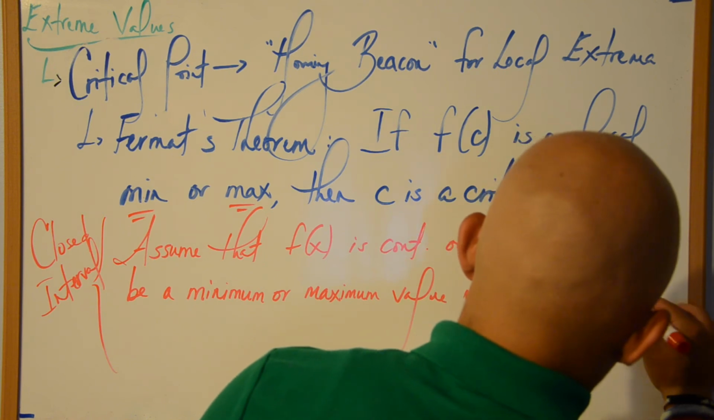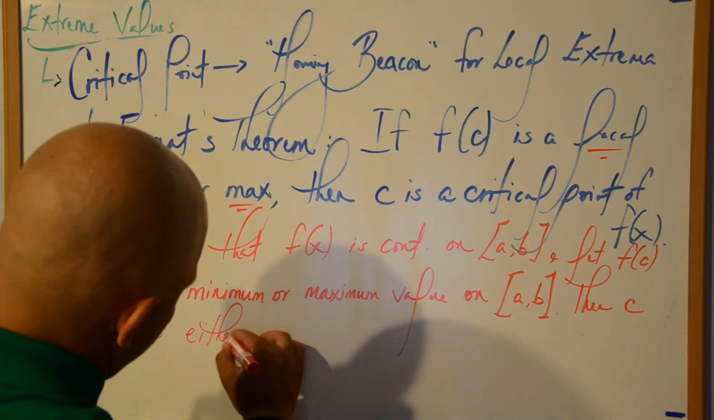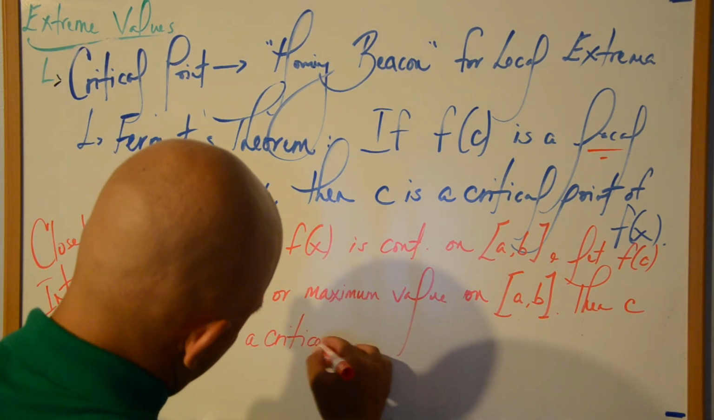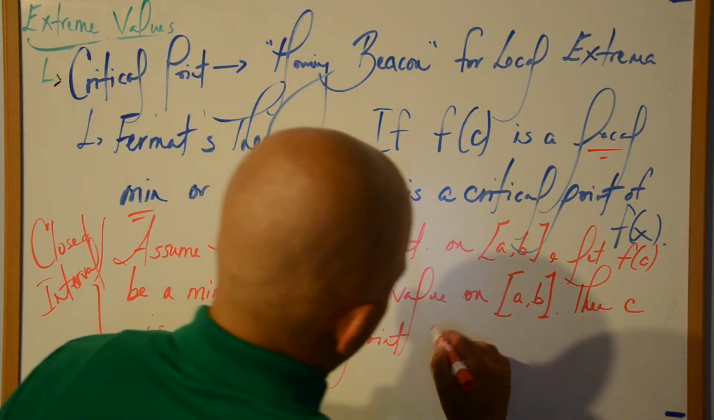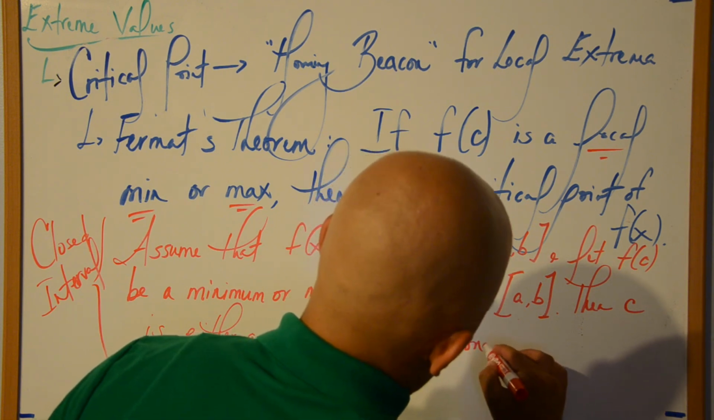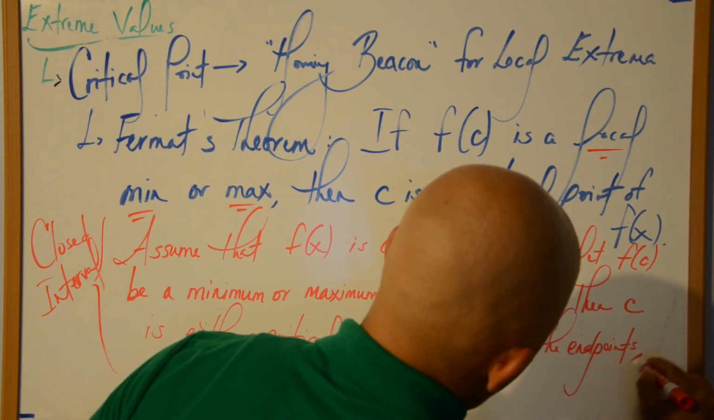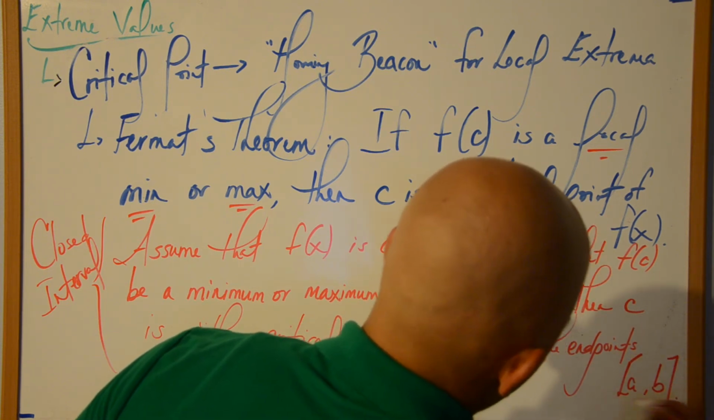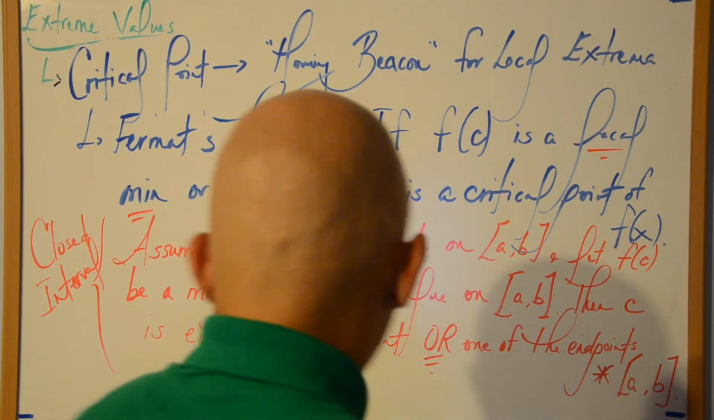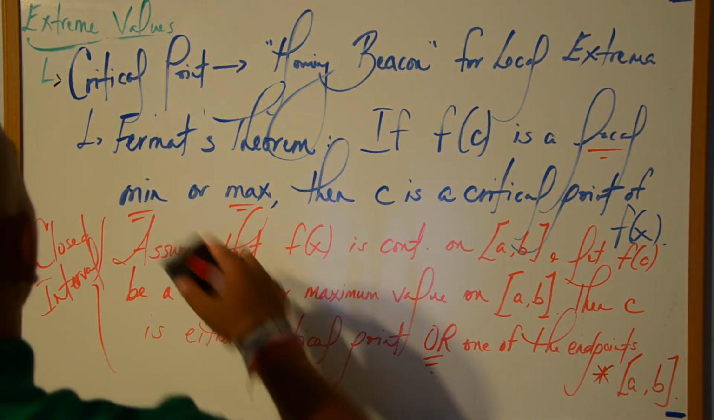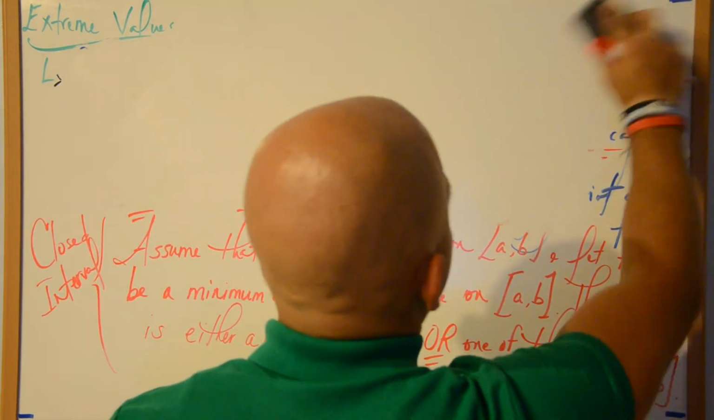Then c is either a critical point or one of the endpoints a, b. Right, so that is something that we definitely want to be cognizant of, that we're including our bounds in our exploration to find where the local maximum and minimum values may exist.